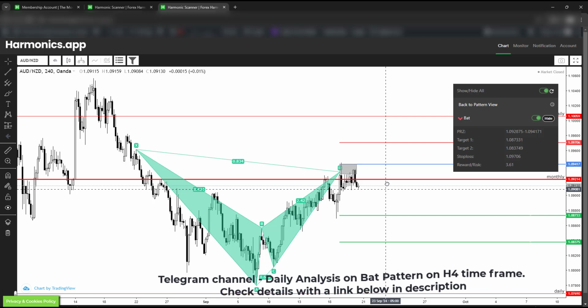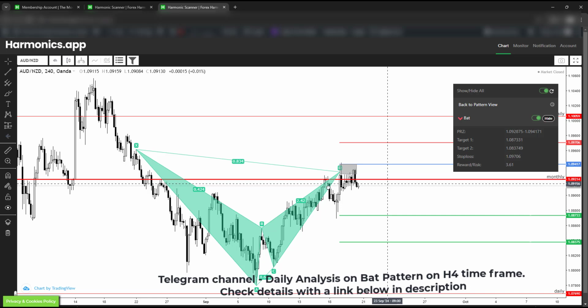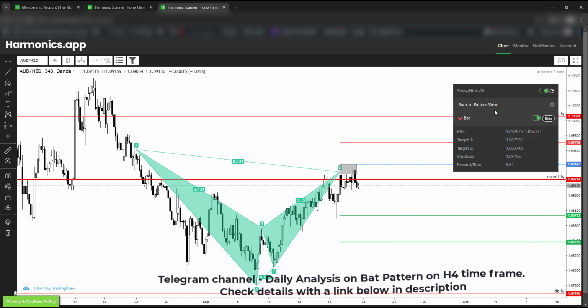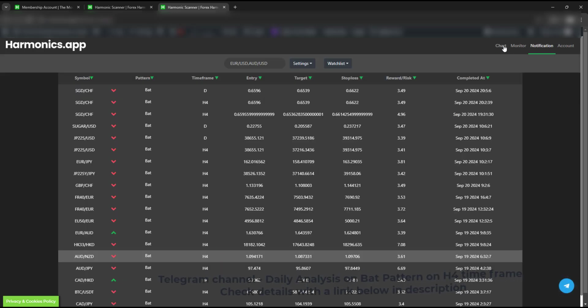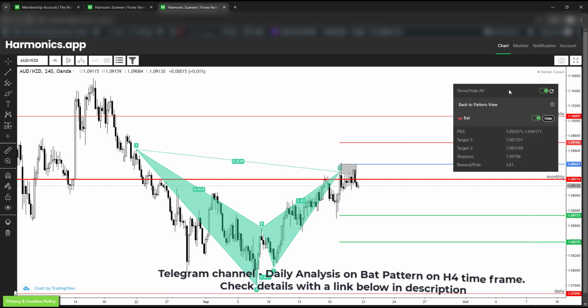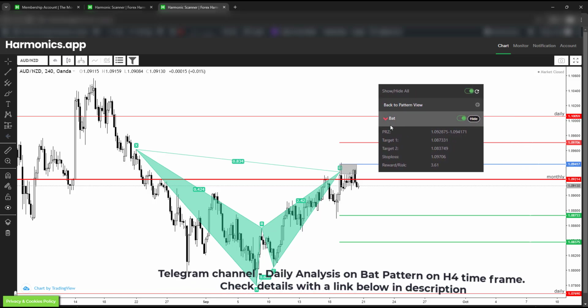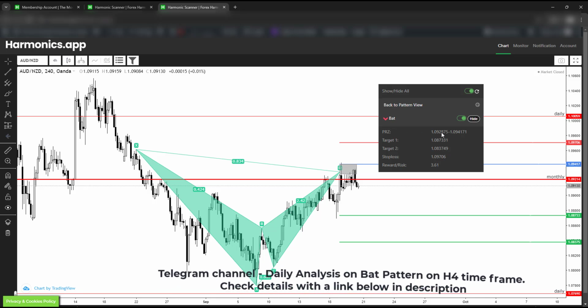But I have two indicators that are currently showing me that this price could go even more down. Now let's go to the scanner to show you what the scanner has. We can see here we have a small window which is currently showing this pattern. Inside this area in this video you can see much more details.